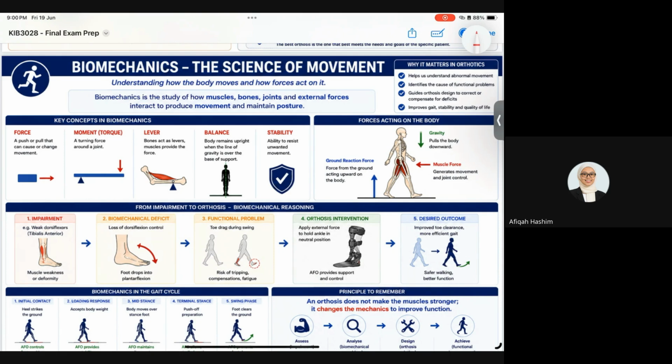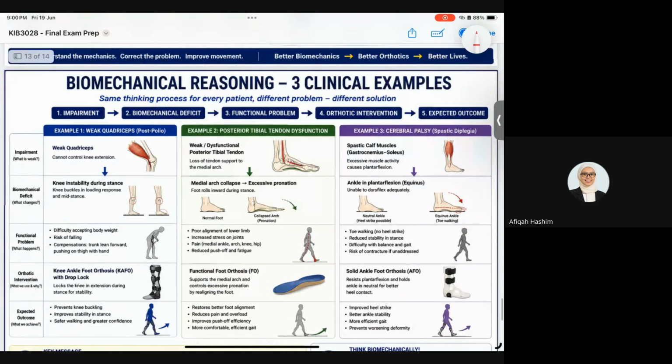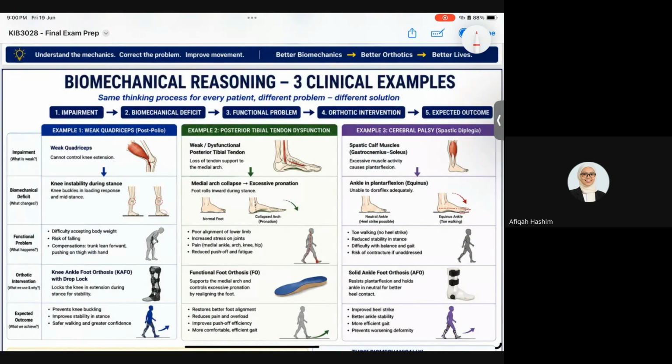All right. This is an example of the other diseases. We have example 1, weak quadricep. Example 2, posterior tibial tendon dysfunction. Example 3, cerebral palsy. Now let's apply biomechanical reasoning. Maybe one of these will come out in your exam.